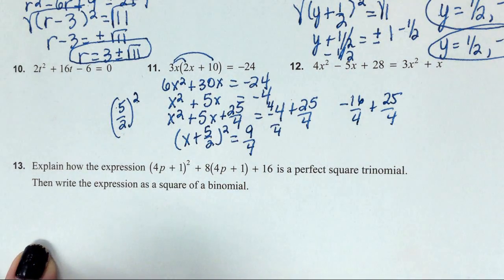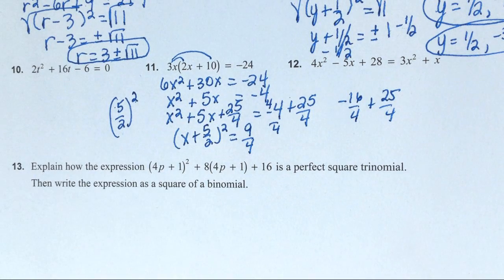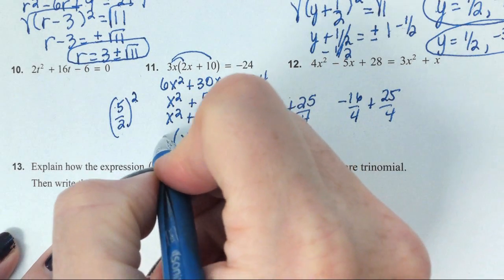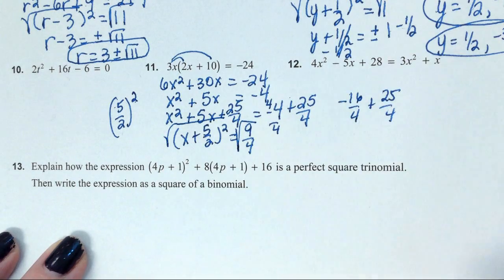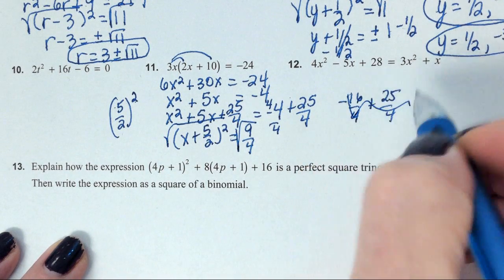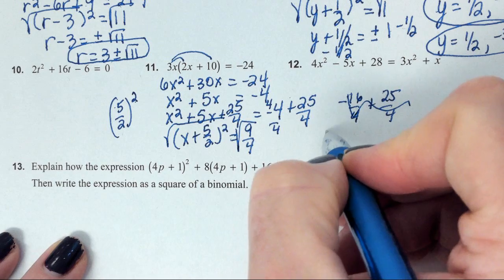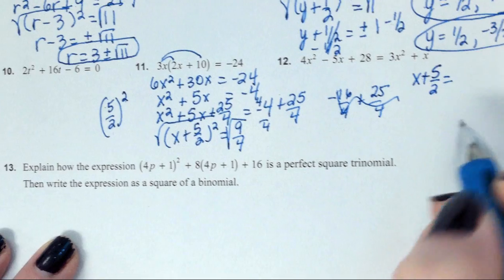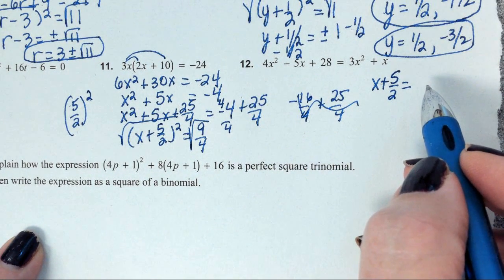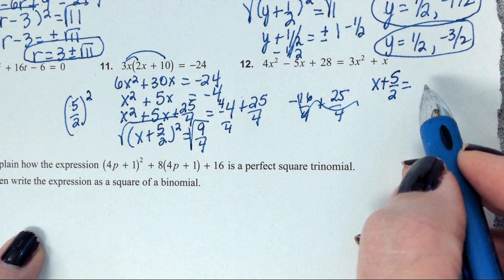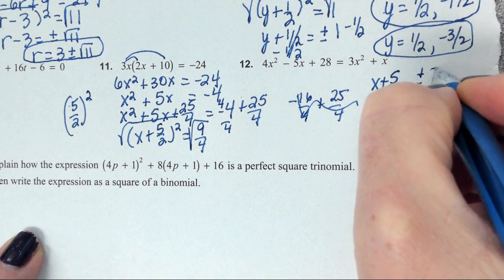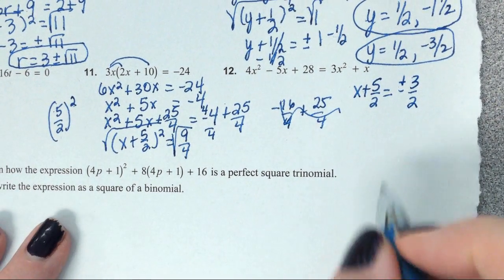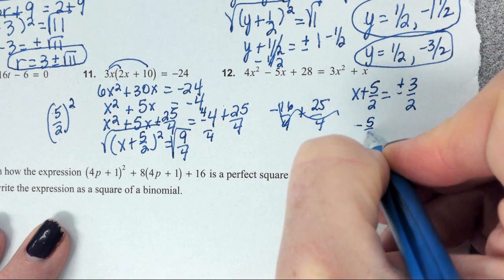So even though we have these fractions, it's no big deal. We can still solve those. So to solve that, we're just going to have to take the square root of both sides. So we take the square root here, we take the square root here. Let's just ignore this. We're not doing that problem, so we'll just use this space. So now we're going to have x plus 5 halves equals what, you guys, everybody? Right, so positive or negative 3 over 2. And so then to finish, we're going to have to subtract 5 over 2.